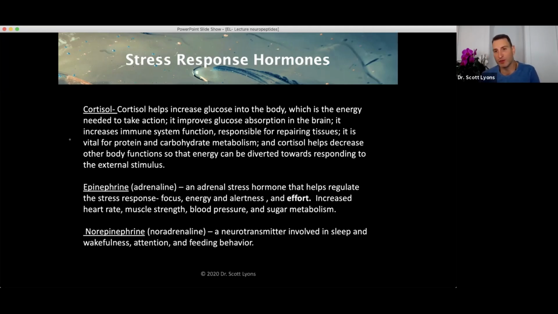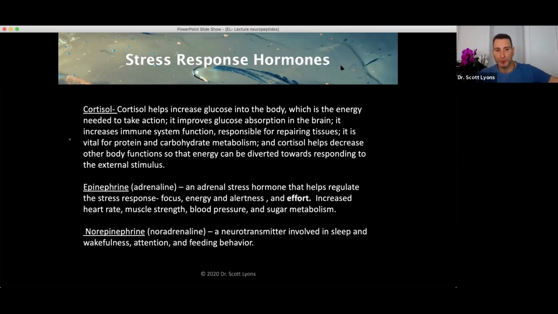And norepinephrine is just the version of epinephrine or adrenaline that's created in the brain as opposed to in the rest of the body, which makes it actually a neurotransmitter as opposed to just a regular hormone. But we'll get into neurotransmitters now.